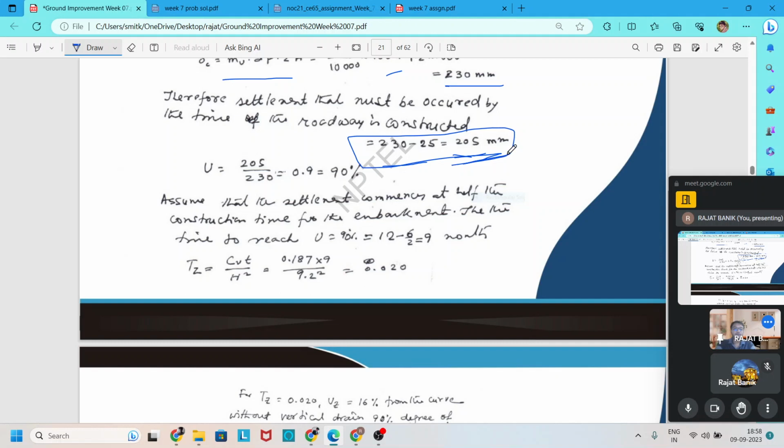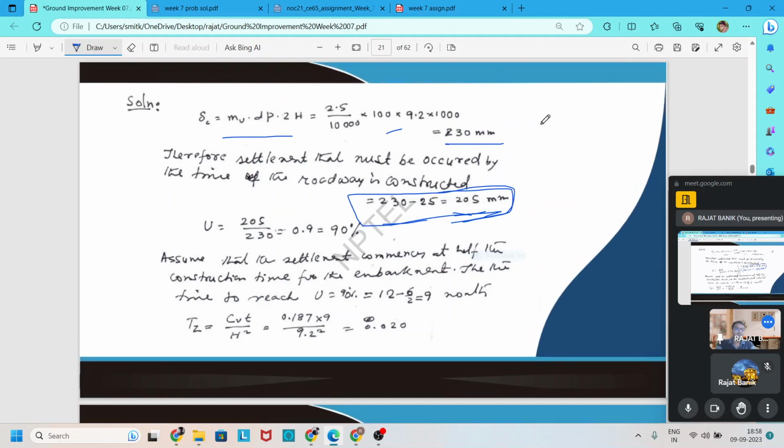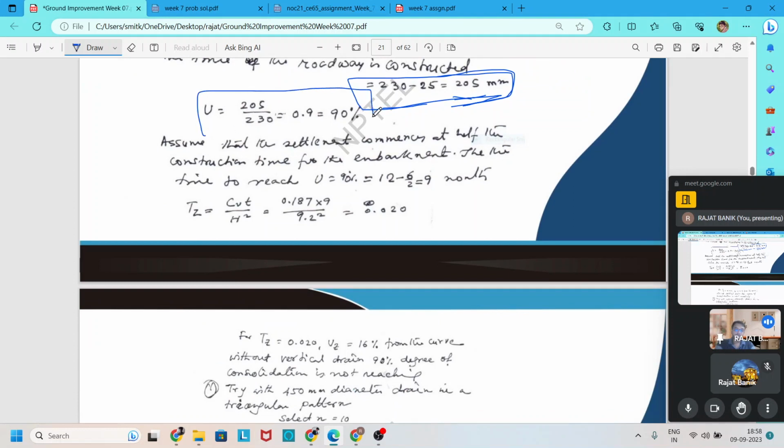Up to that much we can improve our ground. If we improve our ground that much, the structure built after the pre-consolidation can allow up to 25 mm, so it is safe for this soil. In this way we find the degree of consolidation. The degree of consolidation is equal to the settlement during pre-consolidation divided by the maximum settlement for this ground, and it comes to 90%.